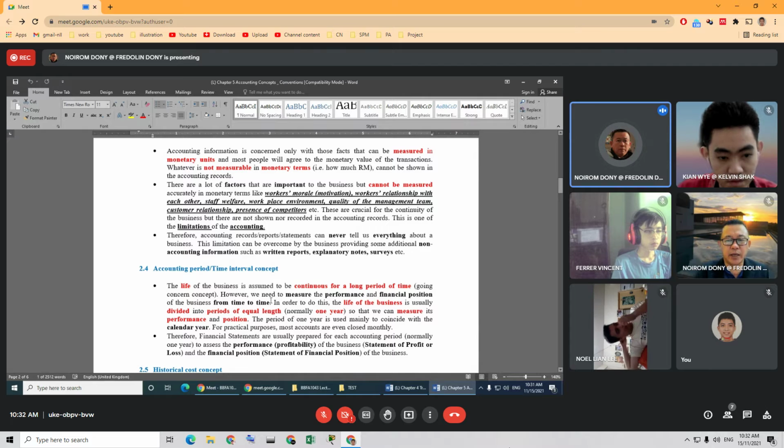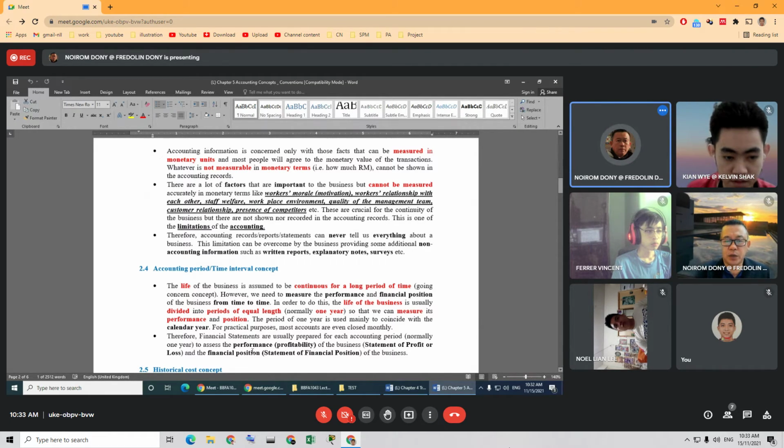Okay, equal length, 1 year normally, so that we can measure the performance and the financial position of the business entity for control purposes. So the period of 1 year normally coincides with the calendar year. Calendar year, we are referring to January 2021 to December 2021. So this is a normal calendar year.